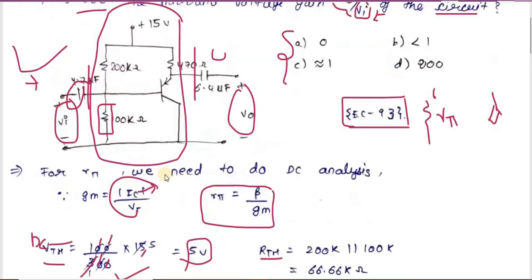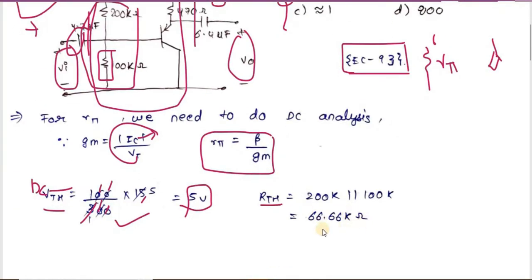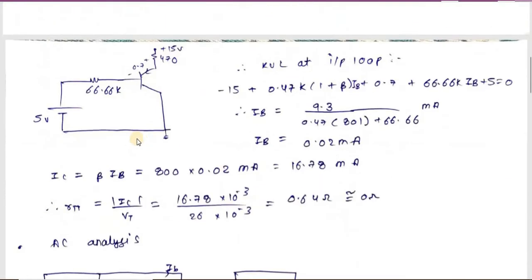Now RTH will simply be the parallel combination of these two resistors, so it will be 100k parallel with 200k, which is 66.66 kilo ohm. Again, for calculating this parallel resistance you can use the calculator, and I hope you have seen my video on how to use the calculator to find parallel equivalent resistance in a second. So let's move further. We got VTH equal to 5 volt and RTH equal to 66.6 kilo ohm, and if we redraw the circuit we will get this circuit.